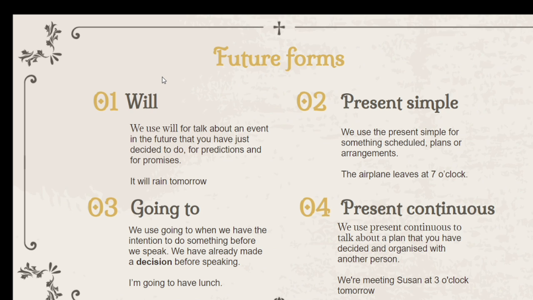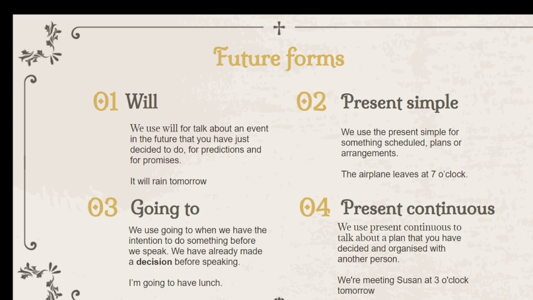Next, we have the future forms. There are four future forms. Will. We use will to talk about an event in the future that you have just decided to do, for predictions, and for promises. Example, it will rain tomorrow.